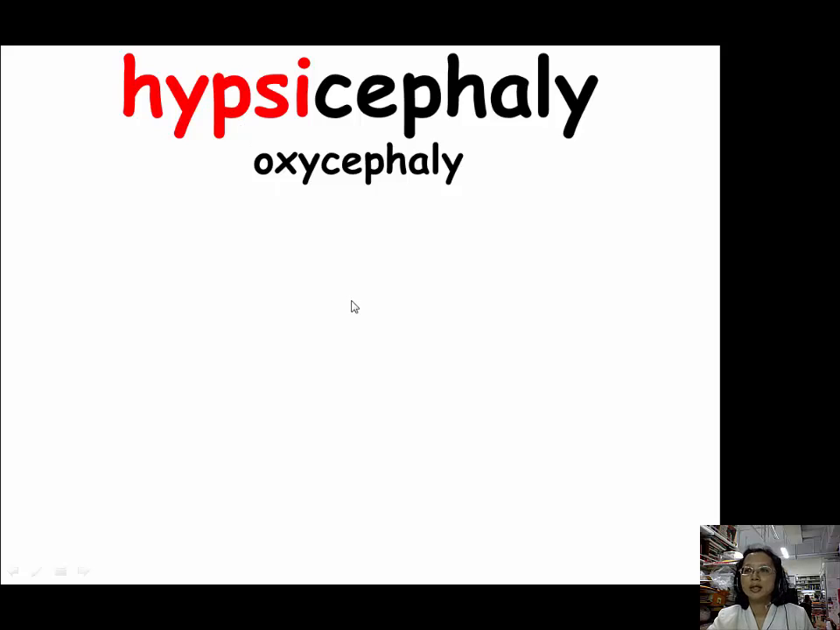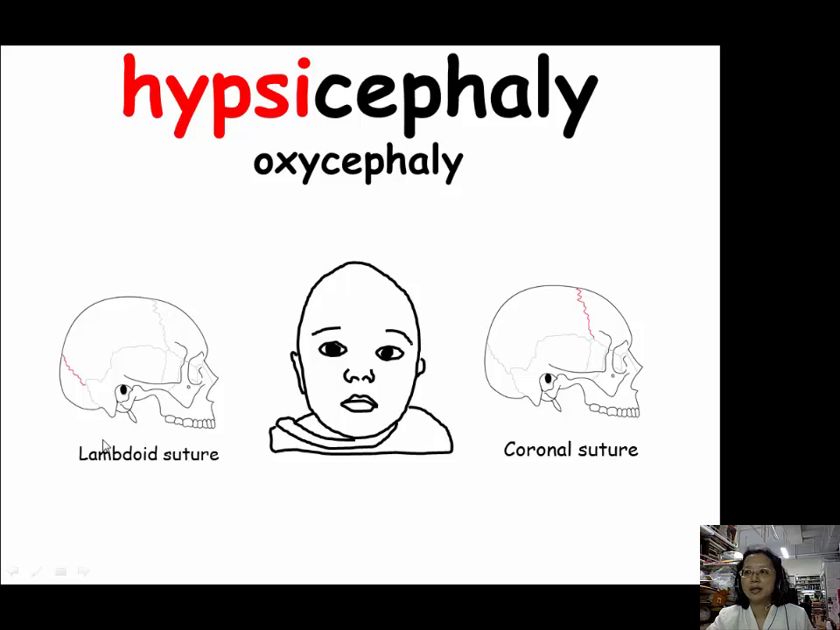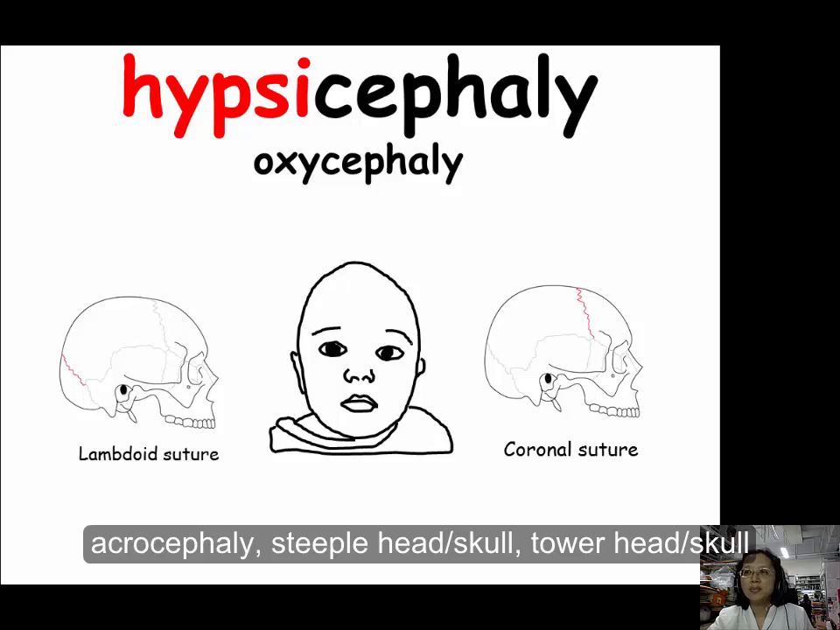Hypsicephaly is a condition in which the top of the head is pointed, like in this drawing, or conical, owing to premature closure of the coronal suture and the lambdoid suture, which are shown here. Because of the premature closure of these two sutures, the person's head becomes pointed or conical. And it can also be called acrocephaly, steeple head or skull, and tower head or skull.